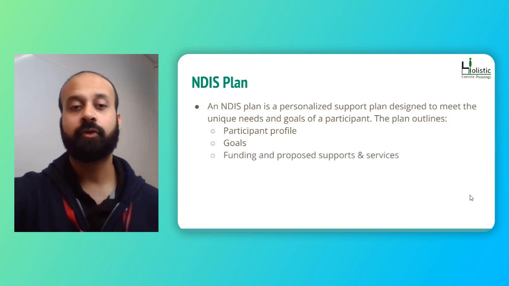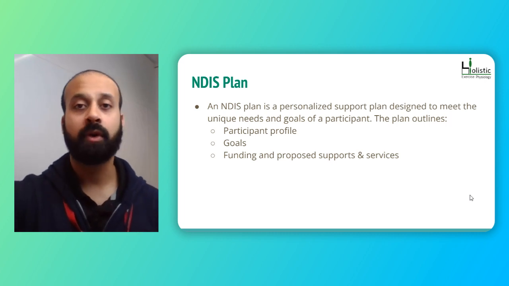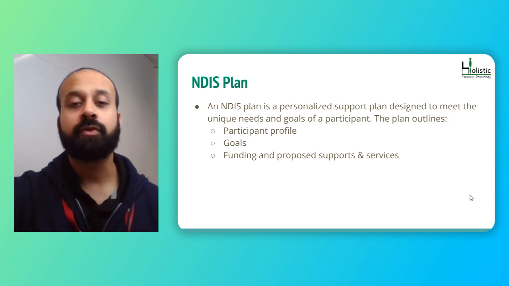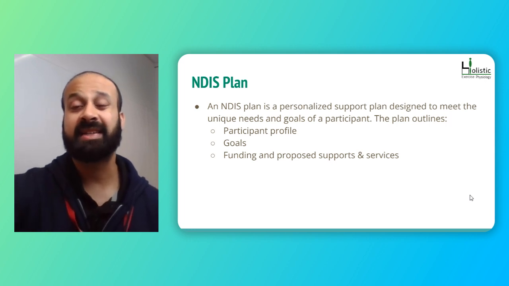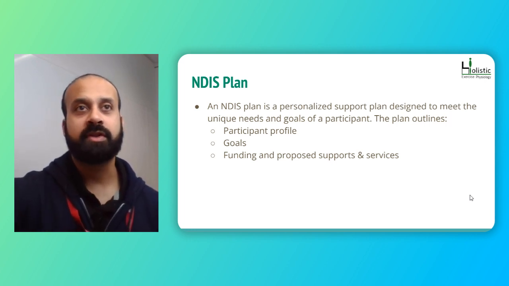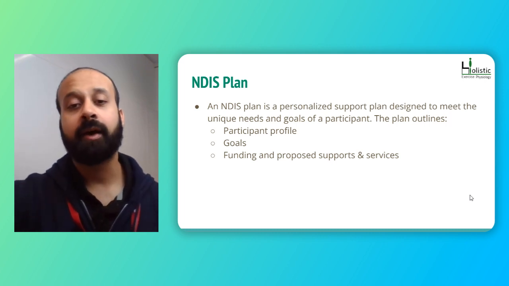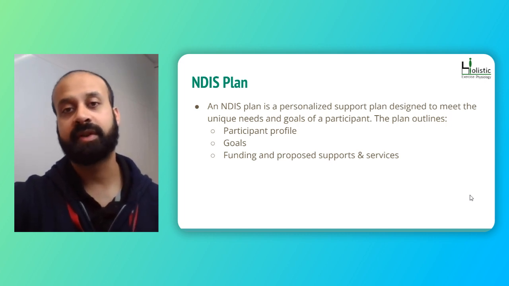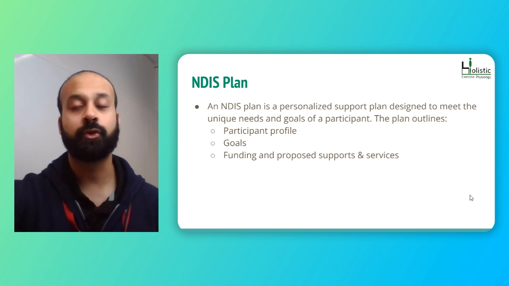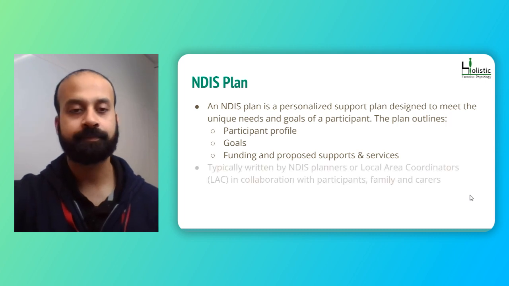So then there's a little table for funding in terms of the breakdown for the different categories that I mentioned earlier between core, capacity building, and capital. And also there's some proposed supports and services. So the local area coordinator is making an attempt to see, okay, for these goals, what I think would be the best way for this funding to be used. I say they're proposed because that's not necessarily set in stone. As long as it's reasonable and necessary, those things can be changed, of course, with appropriate consultation with the participants, their family, support coordinators, etc.